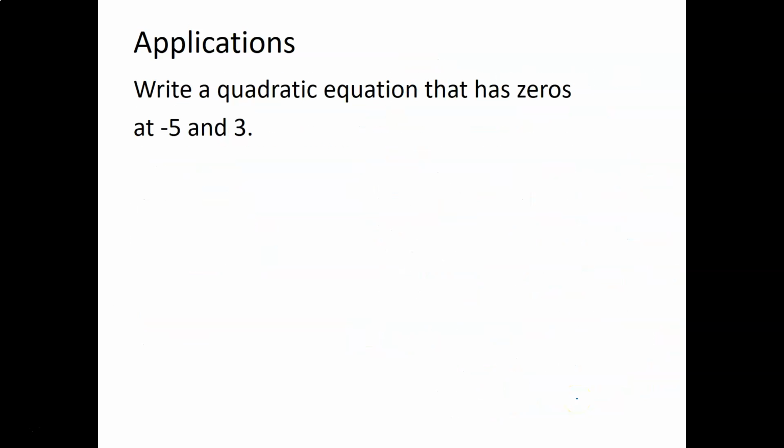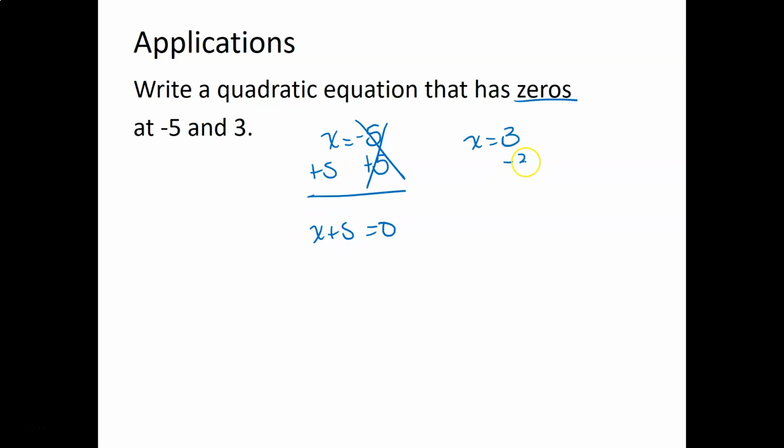Let's do one more application problem. Let's write our own quadratic equation that has zeros at -5 and 3. We're going to start by just doing this in reverse. I know that I have two zeros, x equals -5 and x equals 3. Well, I need these to be equal to 0 since they're zeros. So in order to get this equal to 0, I'm going to add 5 to each side here. The -5 and the +5 make 0, and that leaves me with x plus 5. For this one, I'm going to subtract 3 from each side, so x minus 3 equals 0.